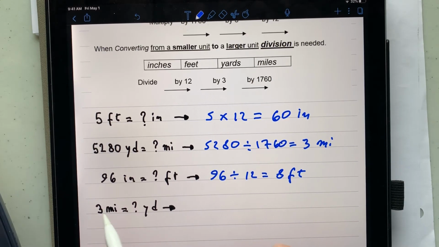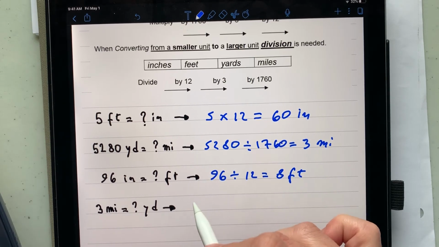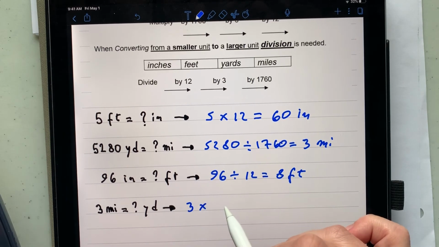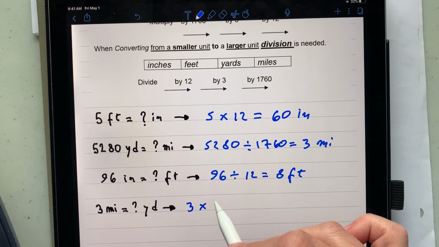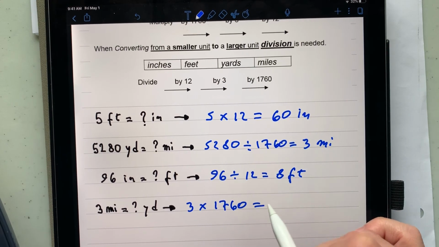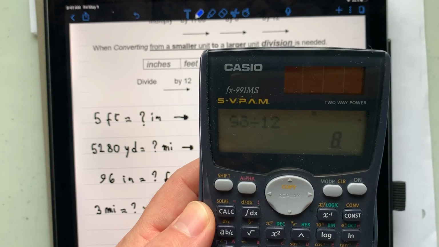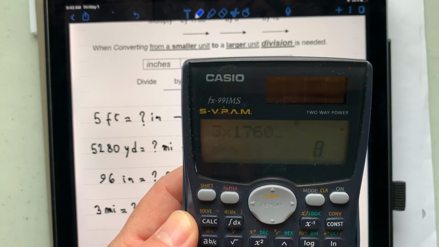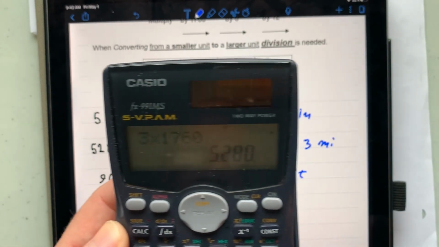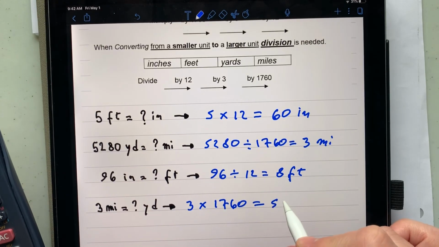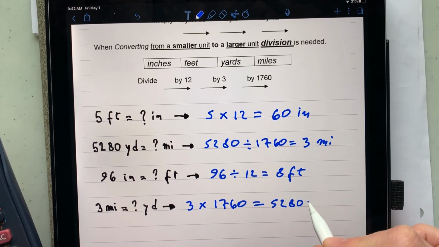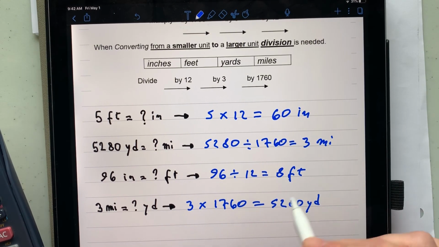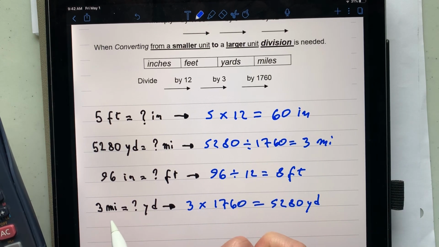And last one, 3 miles into yards. Okay, miles is the really, really big one. There should be a whole bunch of yards in 3 miles. So I'm going to be multiplying. So it's 3 times, what was that number again? 1760. 3 times 1760 is 5280. So it's 5280 yards. Yeah, there's a whole bunch of yards in only 3 miles.